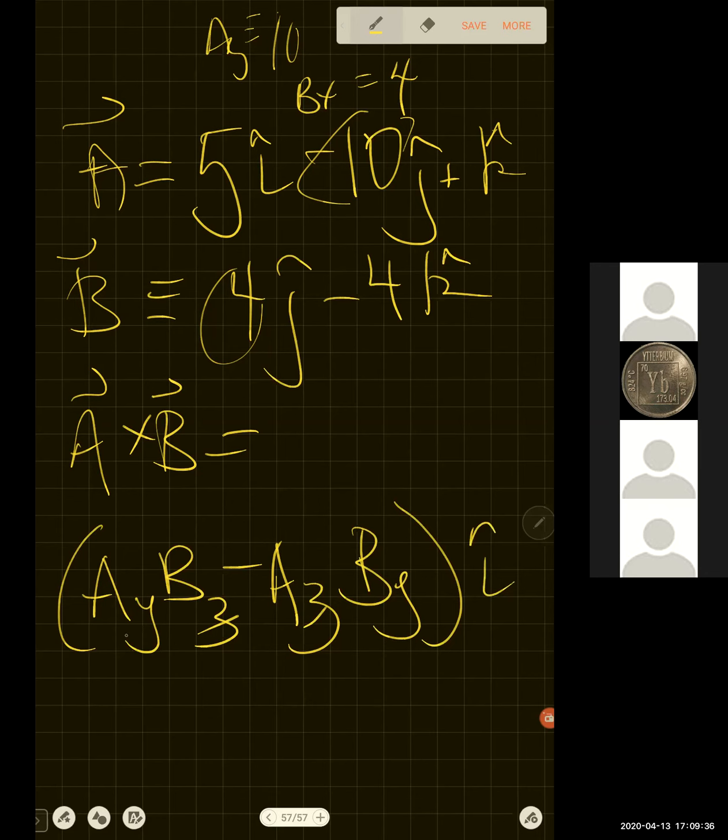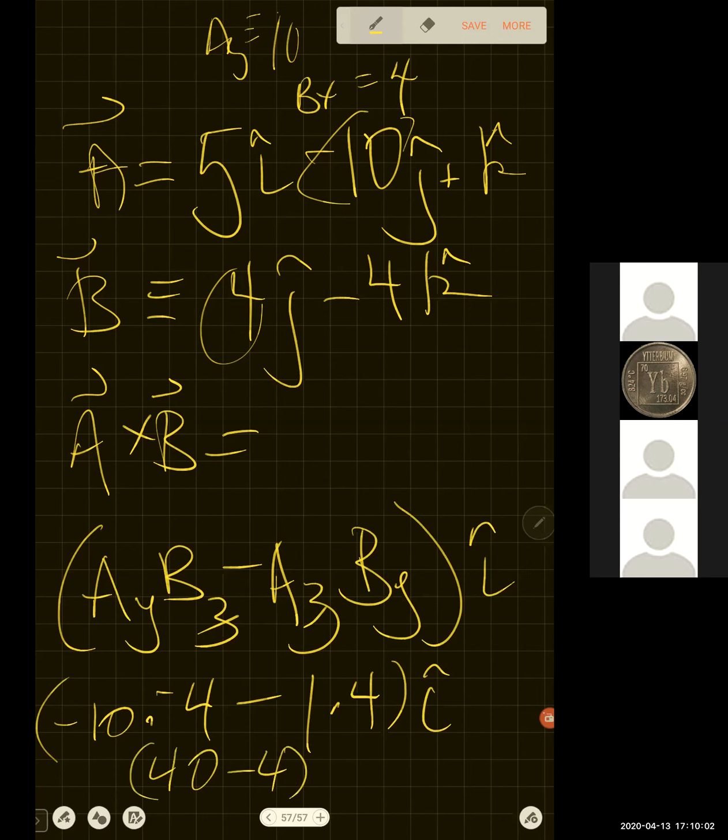So going term by term, AY means negative 10, BZ means negative 4. Minus AZ, well, that's positive 1, BY, that's positive 4. So this whole thing, 40 minus 4 is how far we go in the x direction. The x component of our answer is 36i, and then we do the same thing for the other two components.